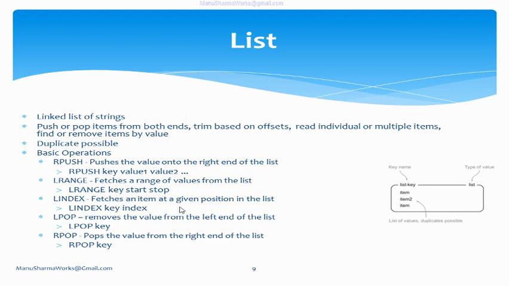LINDEX is again used if you want to fetch one value from a particular index. Suppose I want to fetch item2, then I can use LINDEX key, and item2 is on index 1, so I will pass 1 as a parameter. And if you want to remove from the left hand side, LPOP and the key name will remove one item from the left hand side. If you want to remove from the right hand side, there is RPOP, so RPOP and key. LPOP and RPOP remove one value from the list.